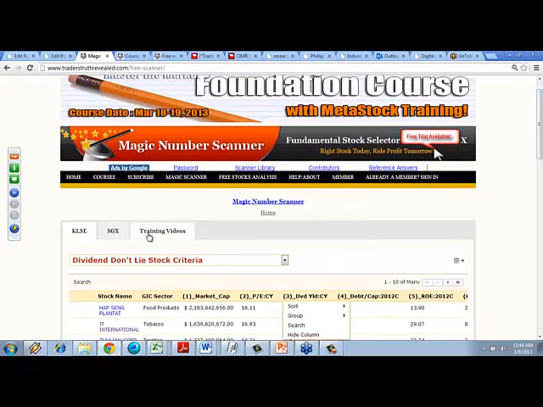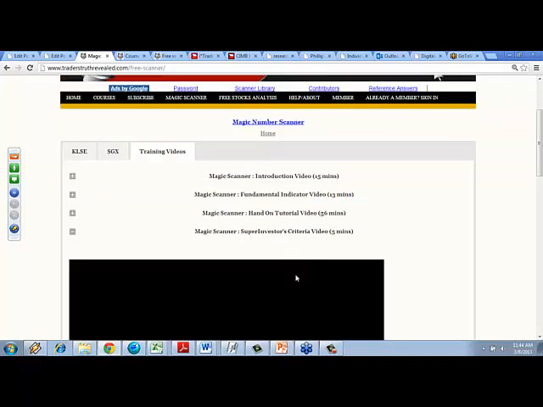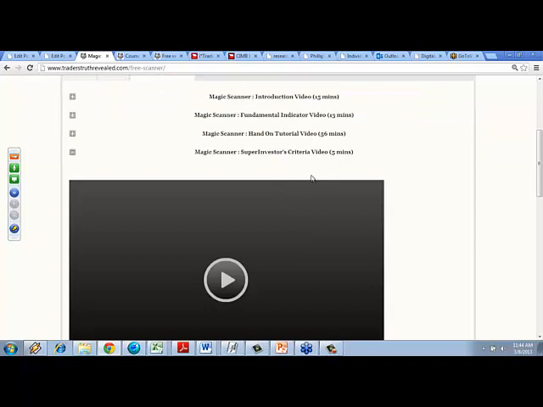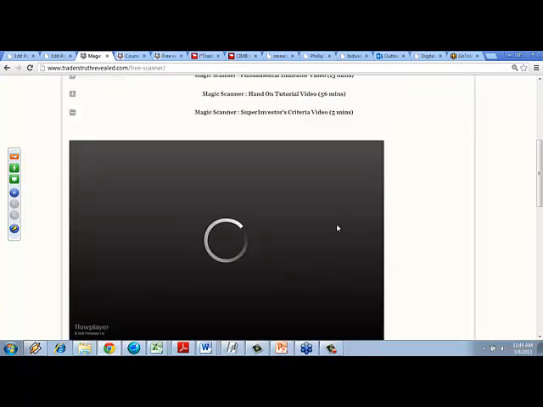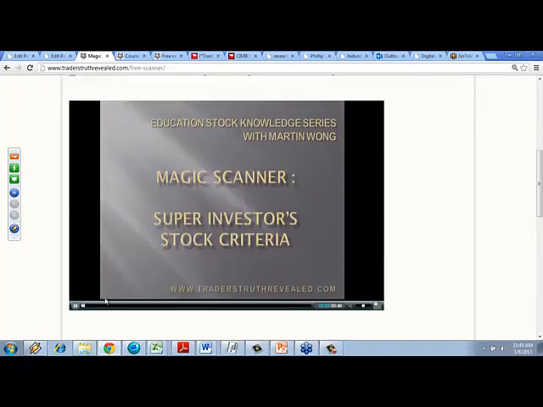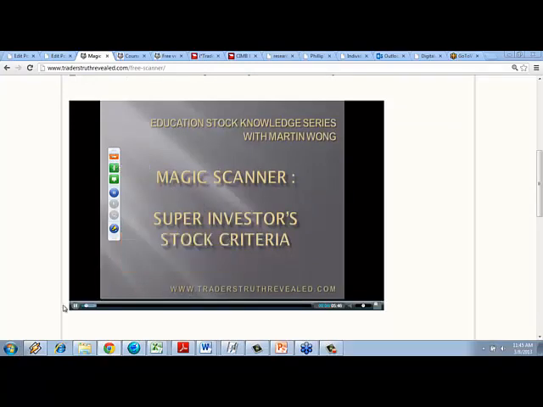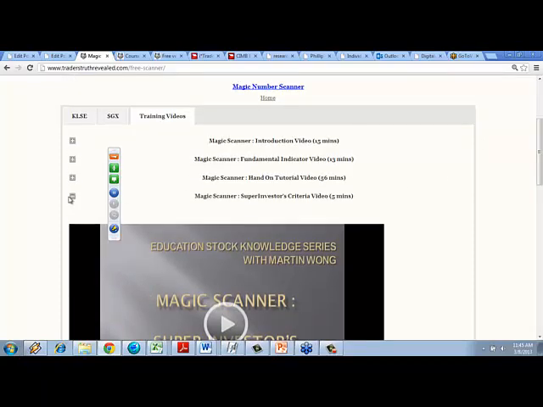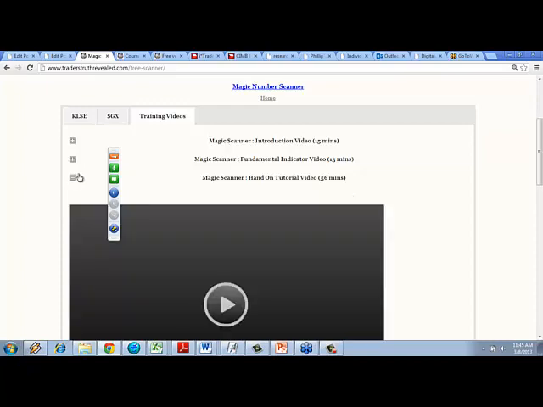I think I'll talk about it at length on the magic scanner. If you have it, I also have the training video here. So those of you who have logged in can use the magic scanner criteria video here. You can click on it. There's a training video to tell you how the stocks are selected and how you can do the hands-on. It's everything all in here. Okay, let me just stop that. This is the magic scanner, and we also have the introduction. This is the hands-on tutorial on that one.